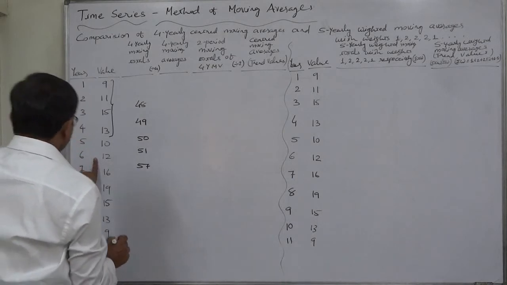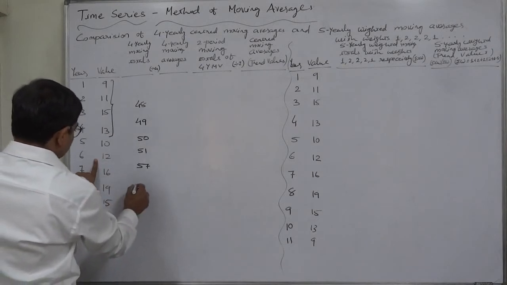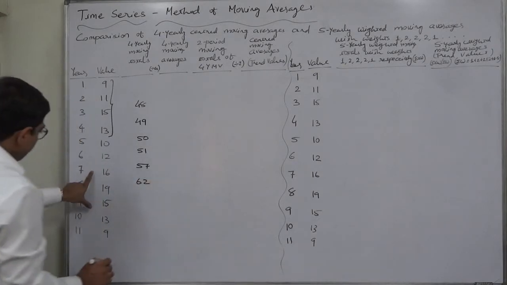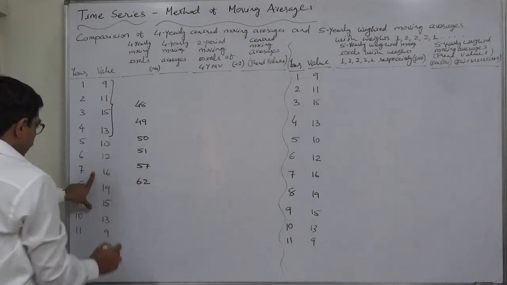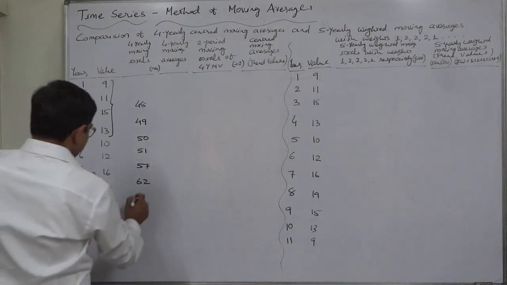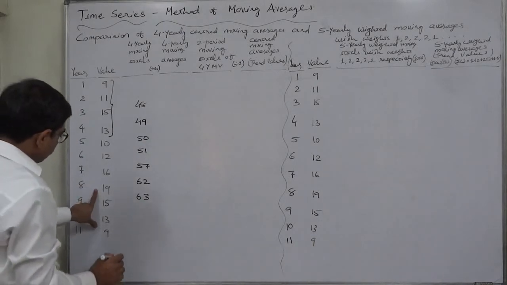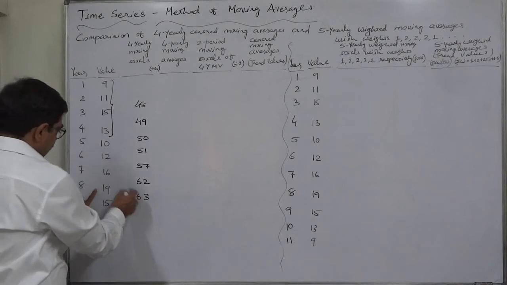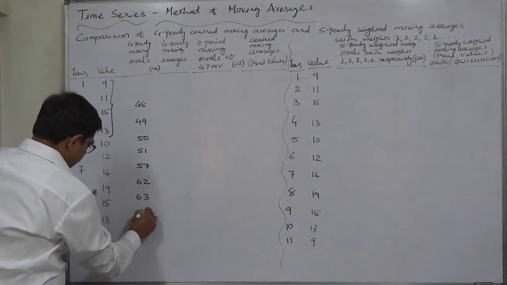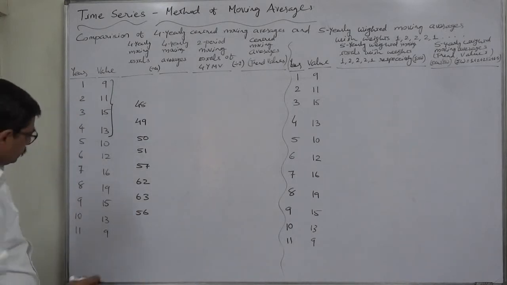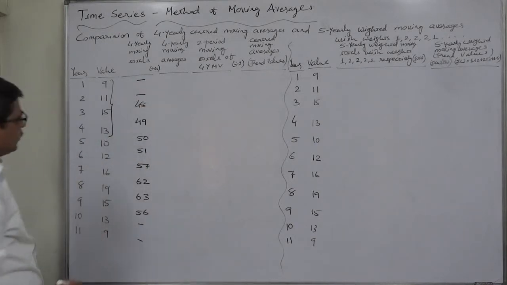Then 6th to 9th: 57 minus 10, 47 plus 15, 62. Then 7th to 10th: 62 minus 12, 50 plus 13, 63. And then the total of last 4 values: 63 minus 16, 47 plus 9, 56. Nothing against first and second and last 2 years. Okay, these are the totals of 4.